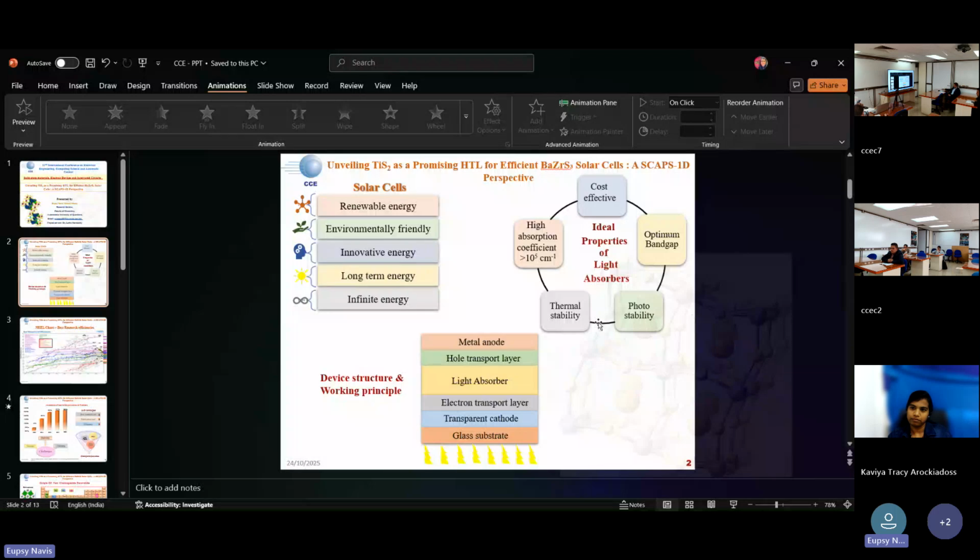The working principle consists of just four steps: light absorption, generation of charge carriers, transportation, and collection of charge carriers. The light is transmitted through the glass substrate, the transparent cathode, and the electron transport layer. After that, the light gets absorbed by the light absorber. After absorption, charge carriers are generated, and owing to the built-in potential of the p-n junction, they start separating. The electrons are collected at the transparent cathode and the holes at the metal anode.